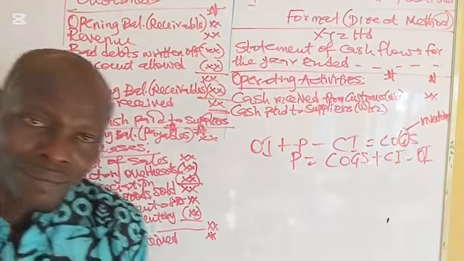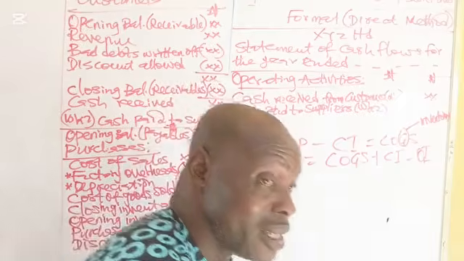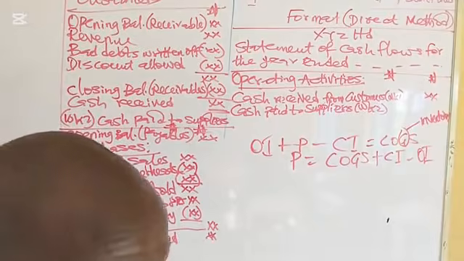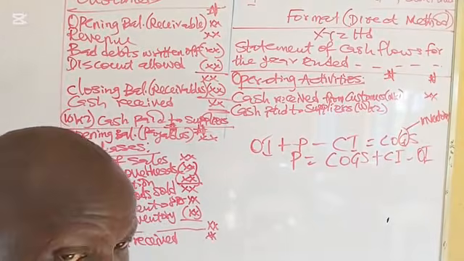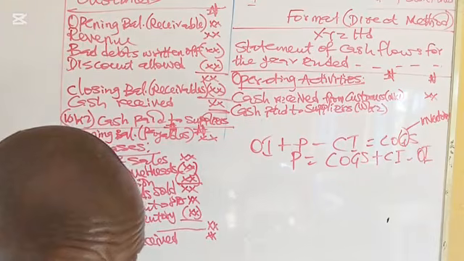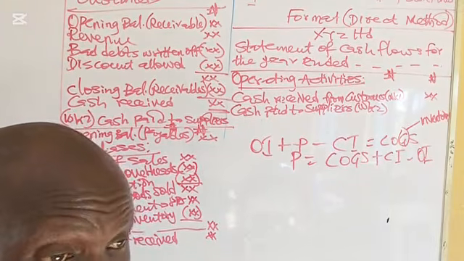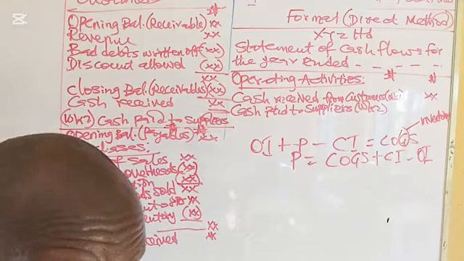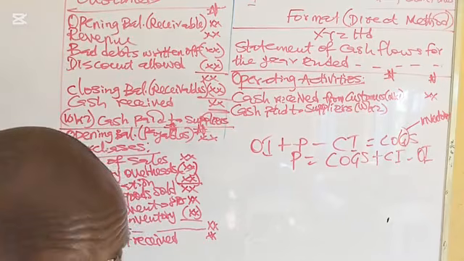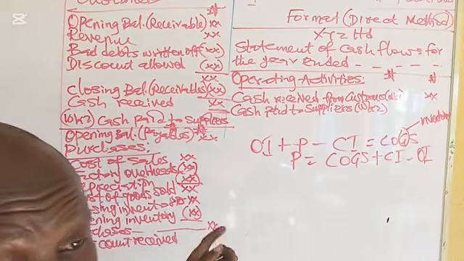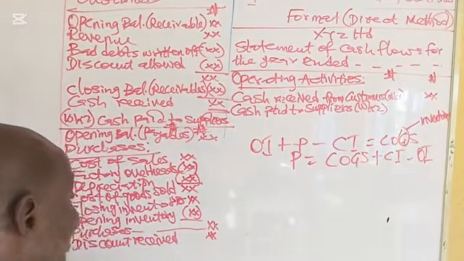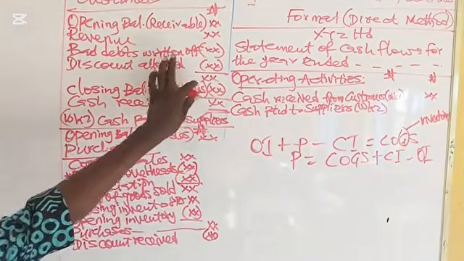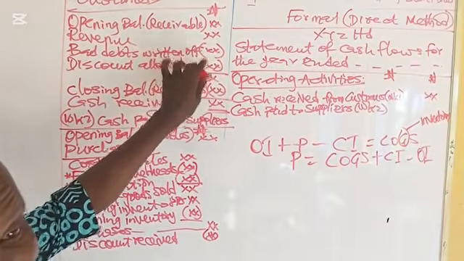Now, subtract it. You buy goods from suppliers worth 100,000, and the supplier gives you a discount of 5,000. How much are you supposed to pay? 95,000. So what did we do? We subtracted the discount received. That is why the discount received will be subtracted, just like discount allowed was subtracted here.